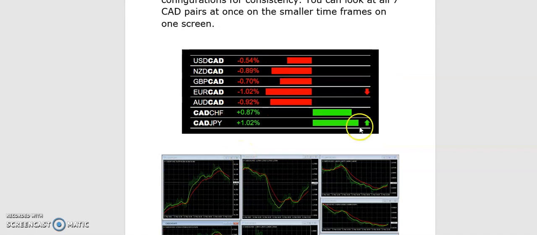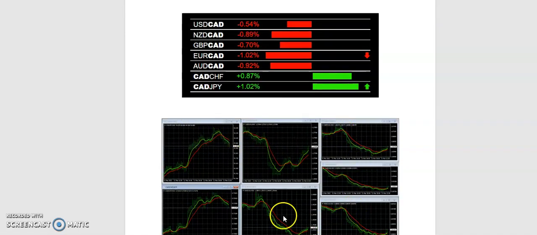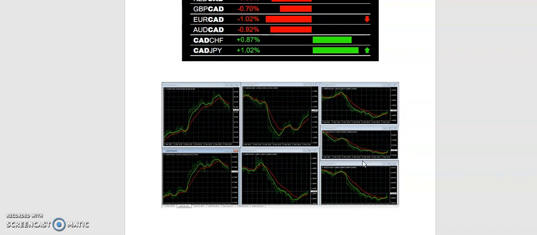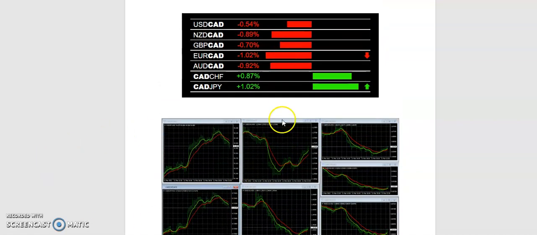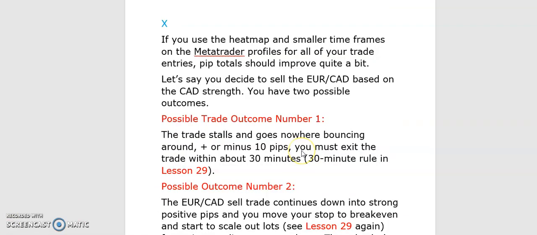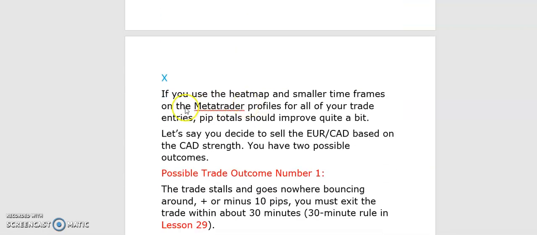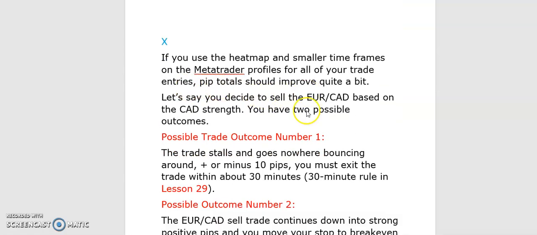So the Canadian dollar is starting to strengthen, and now you've got all of the Canadian dollar pairs on one screen. This is a small screen here because this is just a snapshot, but if you have a 20-inch screen, you'll see everything right across the screen, and you'll be really happy. You'll be able to see exactly what's going on with the Canadian dollar pairs, set up exactly like the Forex heat map. So if you use the Forex heat map and the smaller time frames set up side by side, your pip total should improve quite a bit.